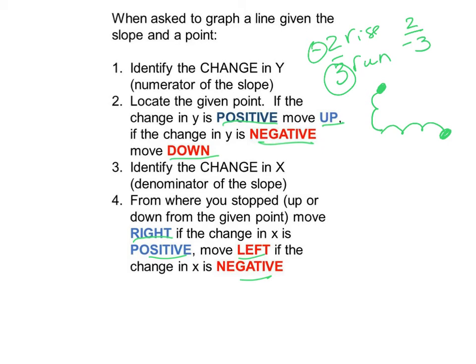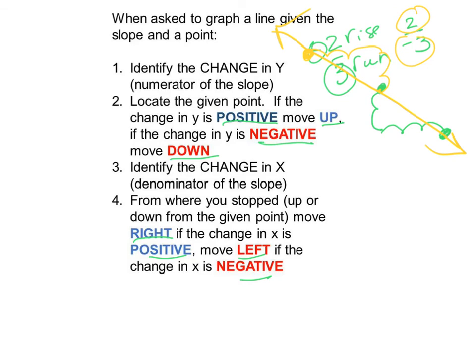Or if it's -2/3, you could put a 2 and -3, right? So I'm going to start here. I'm going to do +2, so that's up 2. -3 means to the left 3. So there's where my other point would be if I want to go the opposite direction. And that would help me to create my line.